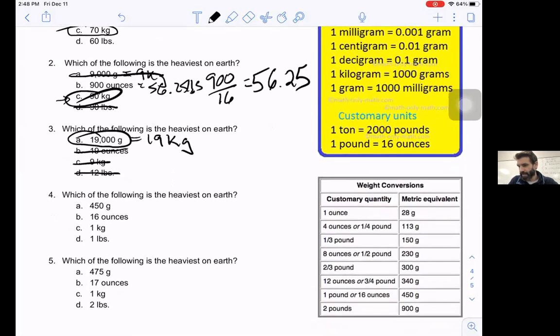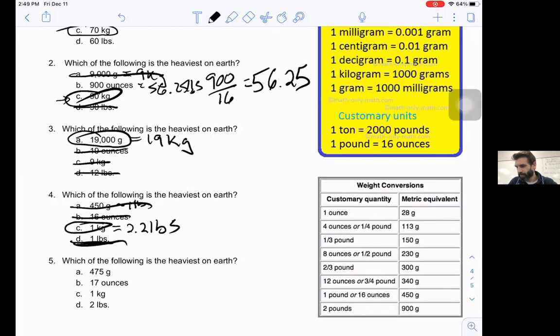450 grams. Oh, these are all really close. This is approximately one pound, right? Because 450 grams is 0.45 kilograms times 2.2. It's about a pound. 16 ounces is a pound. 1 pound is a pound. 1 kilogram is about 2.2 pounds. So these are all about a pound, and 1 kilogram is more.